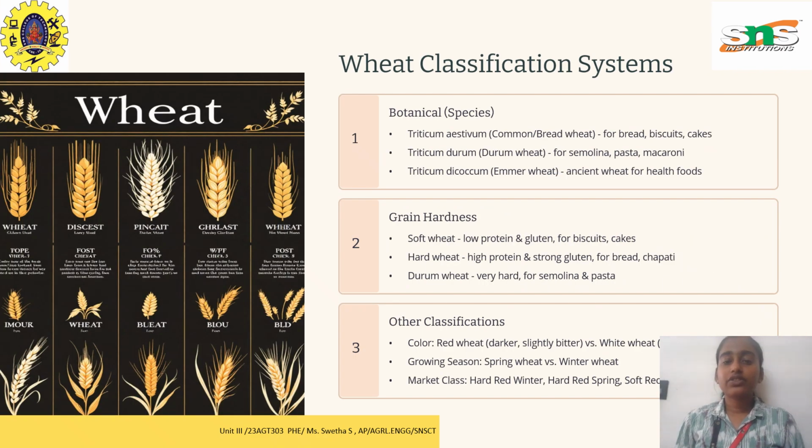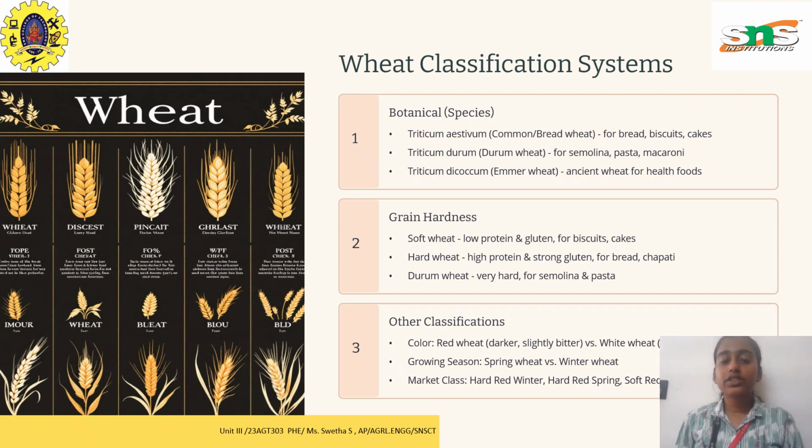Wheat classification generally depends on botanical species and grain hardness, and there are other classifications as well. Botanical species like Triticum aestivum is a common bread wheat used for bread, biscuits and cakes. Triticum durum is a hard wheat used for semolina, pasta and macaroni. And Triticum dicoccum is an ancient wheat used for health foods.